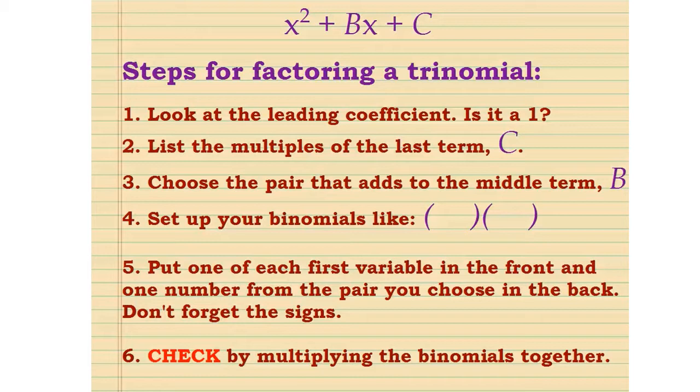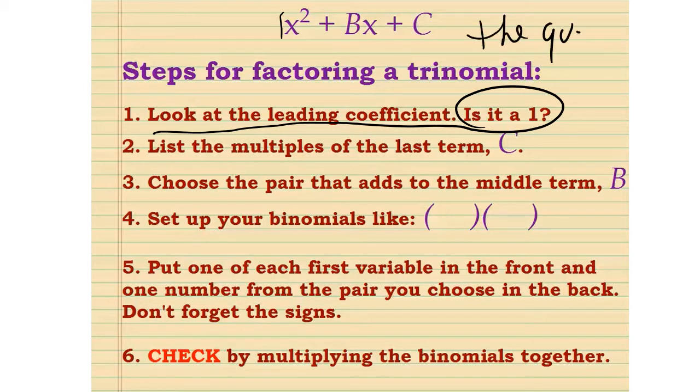Here are the steps we're going to follow to factor a trinomial. We're going to look at the leading coefficient. Is it a 1? If there is a 1 there, we're going to ask ourselves what I call the question. The question is, what two numbers multiply to get C and add to get B? That's the question we're going to ask ourselves. Just wait till we get to a specific one and it'll be a little easier to remember.